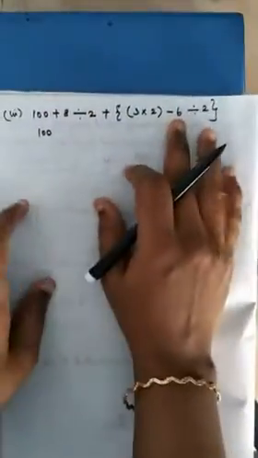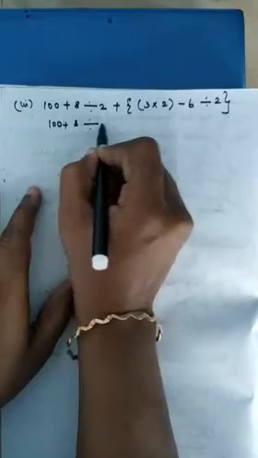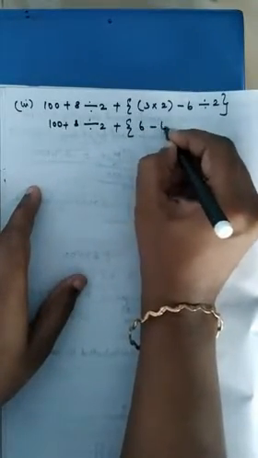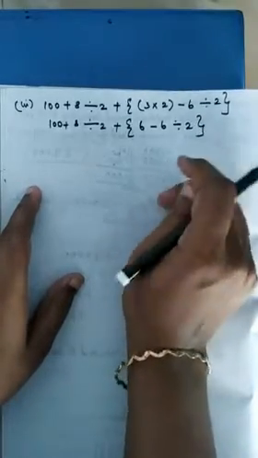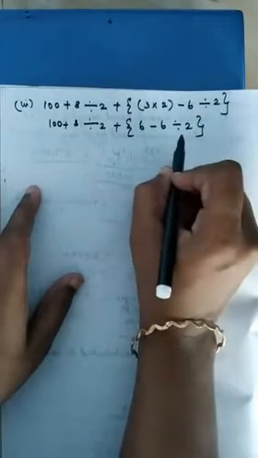So first I will go with the simple bracket. It is 100 plus 8 divided by 2 plus 3 into 2, 6. Then this 6 and there is 1, 2. Now within this curly braces, I have to apply the BIDMAS rule.